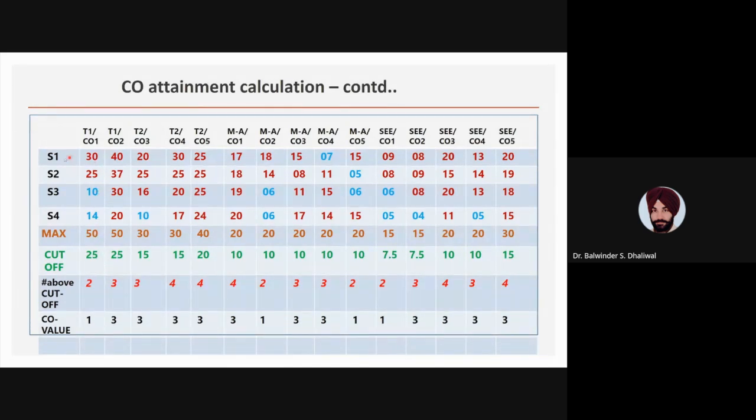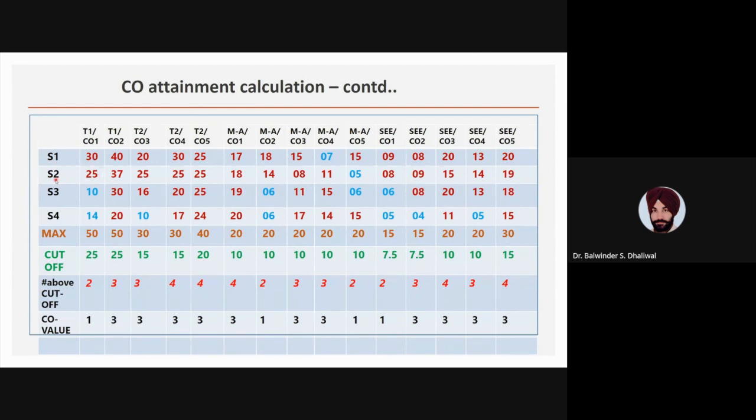And here these values. So S1, you can see in the first column, this 30 is written. So this 30 is the score of student 1 out of 50 in test 1 for CO1, right? So in test 1 for CO1, maximum marks are 50. S1 has scored say 30, S2 has scored 25, S3 has scored 10, S4 14. So S1, S2, S3, S4 means 4 students, right? So we can replace these by names or roll numbers.